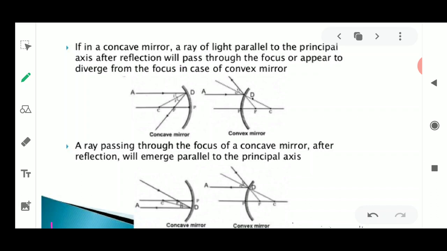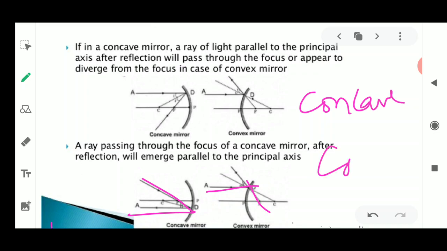We have discussed 3 rules till now. Now the fourth rule says that whenever a ray of light is passing through the focus, it is always parallel to the principal axis after reflection in the case of a concave mirror. And in the case of a convex mirror, whenever a ray of light appears to come from the focus, it is always passing parallel to the principal axis. So all these rules remain the same whether the surface is concave or convex.